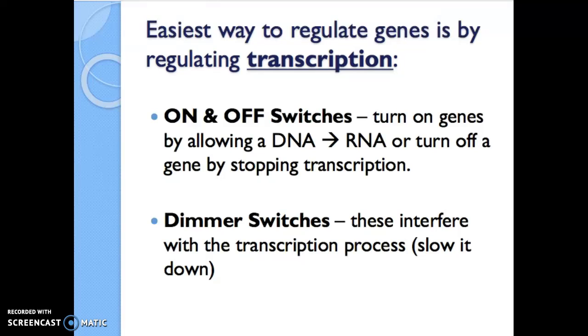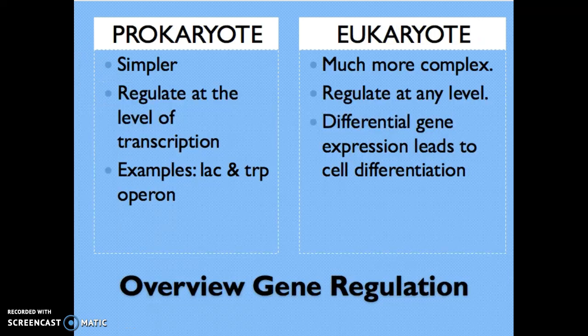So the easiest way to regulate genes is by regulating their transcription, the first part of protein synthesis, where RNA polymerase is going to make a copy of a gene of interest. There are two ways we can regulate that. There can be on and off switches, in which genes are turned on, actually allowing DNA to go into RNA, or those can be shut off and they stop transcription. There are also dimmer switches. They interfere with the transcription process, so they can actually slow it down, which means you slow down the production ultimately of proteins.